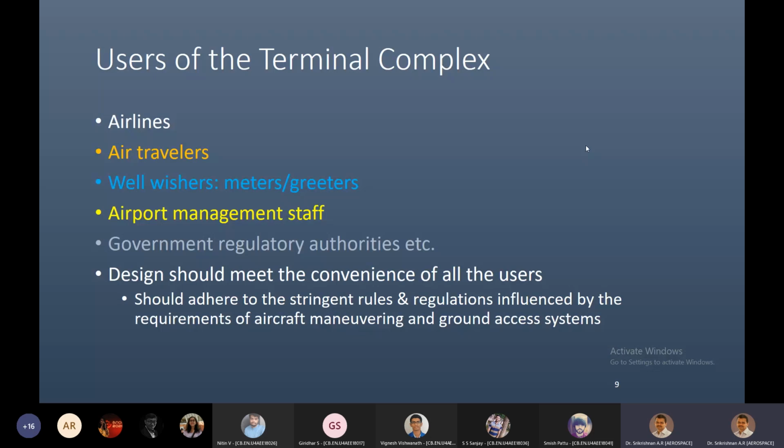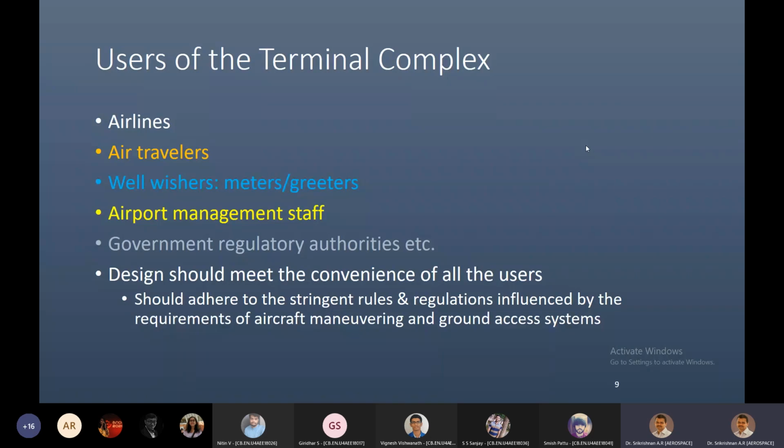So well-wishers. Then obviously airport management staff, including the security staff, other clerical staff, those who help with the security checks, those who issue the boarding pass, etc. A lot of boarding pass work is on the airline staff side, but those who are related to the airport management activities are also users of the terminal complex.